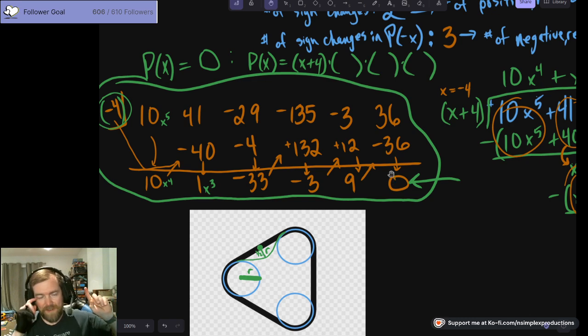And again, as long as we have a 0 that we're looking for, in this case x equals negative 4, then when we divide it all out, it's gone, right? All of our remainders clean up at the end. So we end up with a 0 here, and now this becomes 10x to the 4th plus 1x cubed minus 33x squared minus 3x plus 9. End it, right? Because we've got a 0 here. We don't have any remainder.